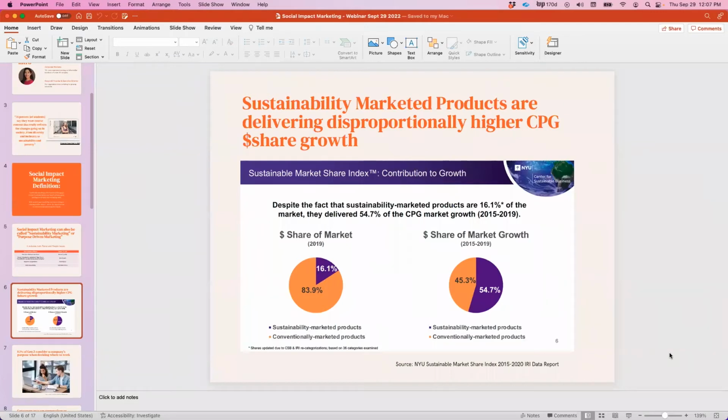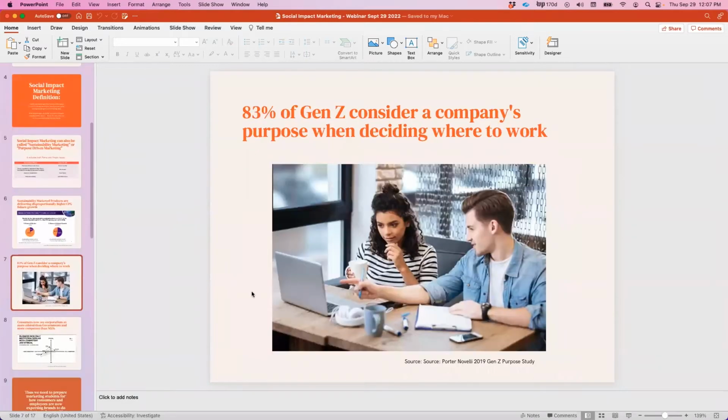And so we know that these types of brands are doing well in the marketplace and are growing at a more exponential rate than conventional brands. Okay. We also know that 83% of Gen Z consider a company's purpose when deciding where to work. So in the war for talent, employees that have a strong brand, a brand that's rooted in purpose, becomes a huge differentiating factor for them. So enabling students to talk about a brand with purpose makes them valuable to a company.